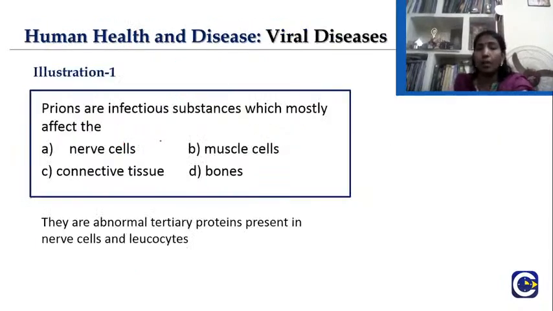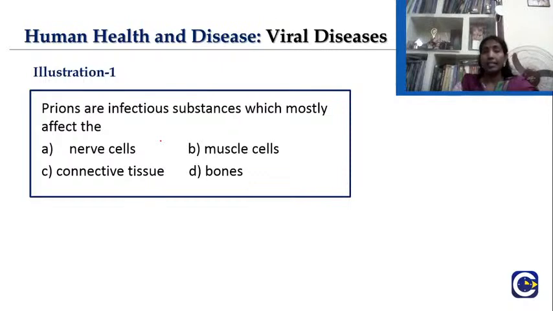Now we are going for the question session. Yes, students, all cheer up. I wanted everybody to come in the chat and give your interactive response for this. Prions are infectious substances which mostly affect nerve cells, muscle cells, connective tissue, bones. What is the answer? Come on, please put it in the chat. I'm waiting.